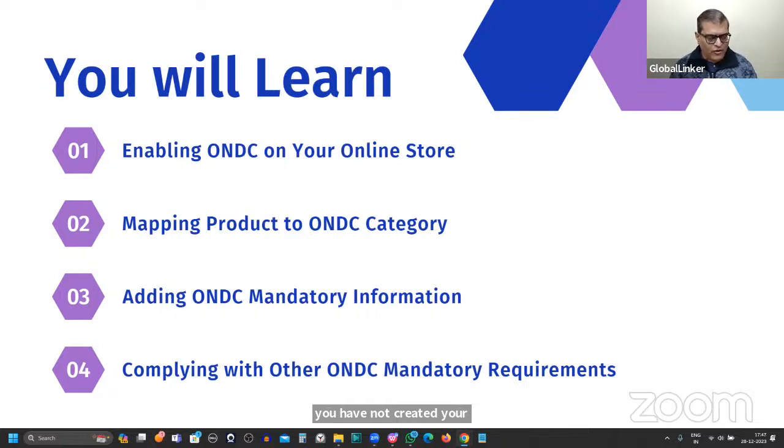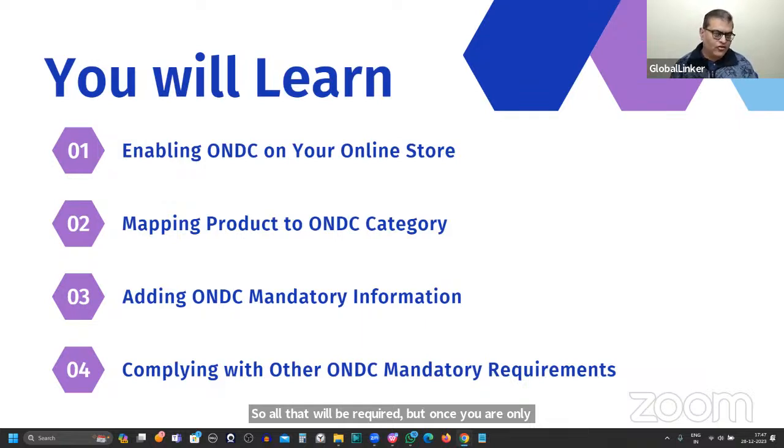Just go to globallinker.com, and from there you can create your online store. It will hardly take you 5-10 minutes to create it, and then obviously you have to upload your products, do some beautification, enable payment, all logistics. So all that will be required. But once your online store is ready, that is where you can enable it.